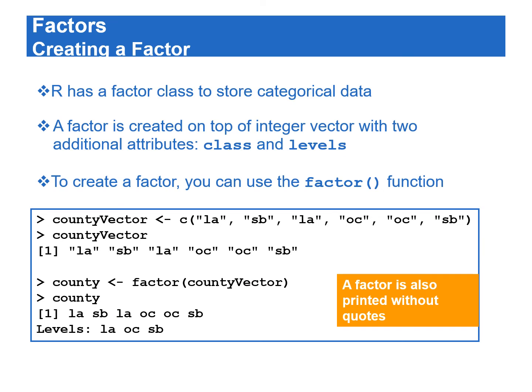R has a factor class for storing categorical data. A factor class is created on top of an integer vector, with two additional attributes, which are class and levels. To create a factor, we need to use the factor function. For example, county vector is a character vector, and county is a factor created by converting county vector into a factor. The printed values from a factor are not in quotes, and each unique level of the factor is printed as well.